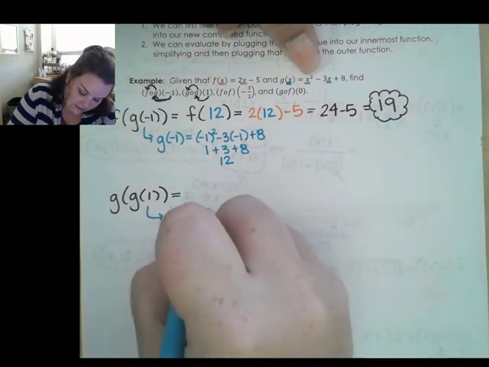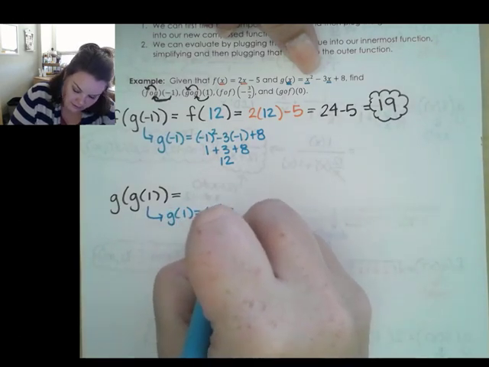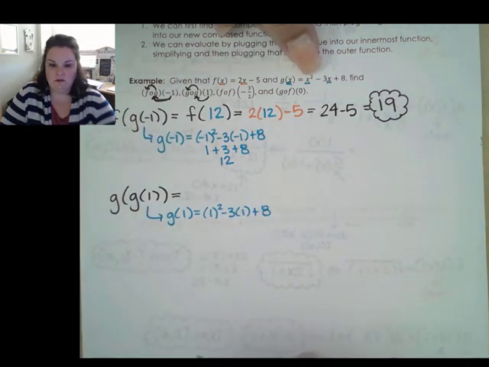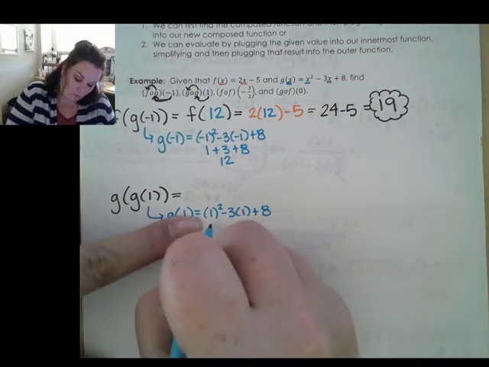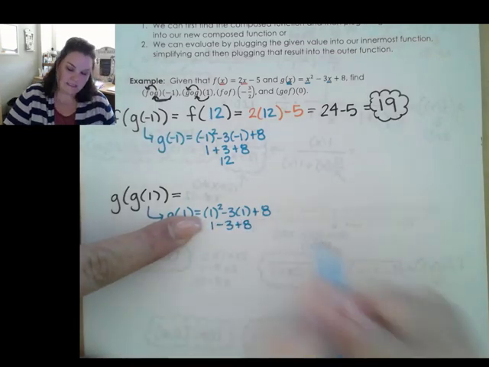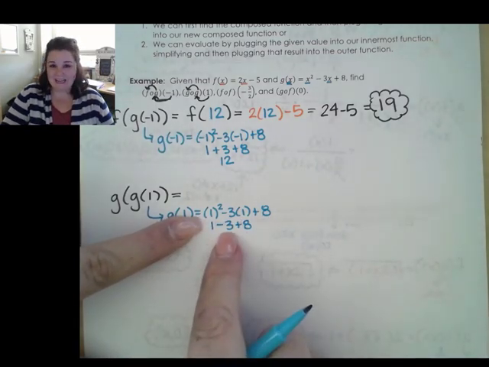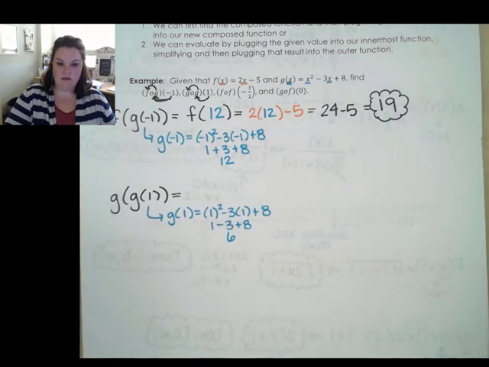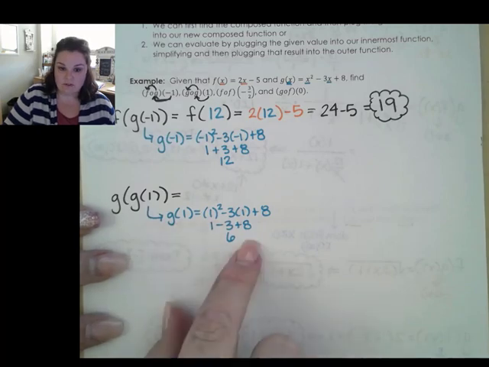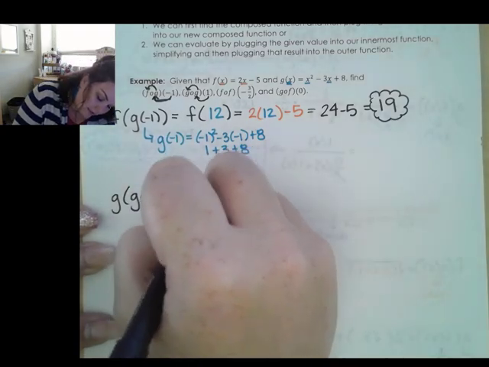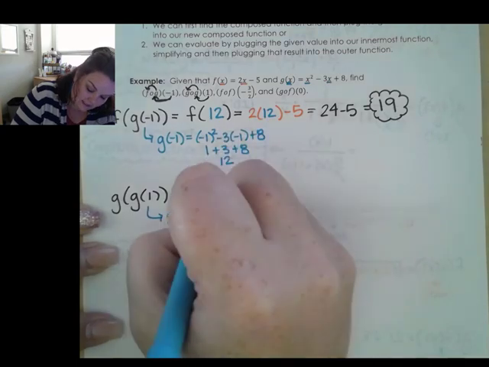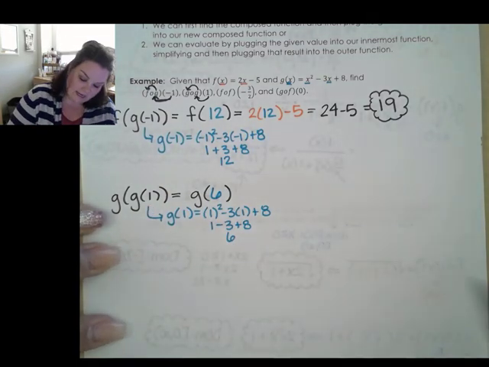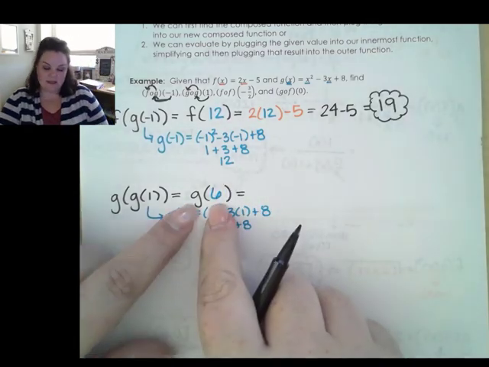Our g function says to square our input, then subtract 3 times our input, and add 8. So we're going to evaluate, which gives me 1 minus 3 plus 8. 1 minus 3 is -2, plus 8 gives me 6. So now we know that g of 1 equals 6. We can rewrite this with a 6 instead of g of 1, because we just figured out what that equals. And now we can simplify this.